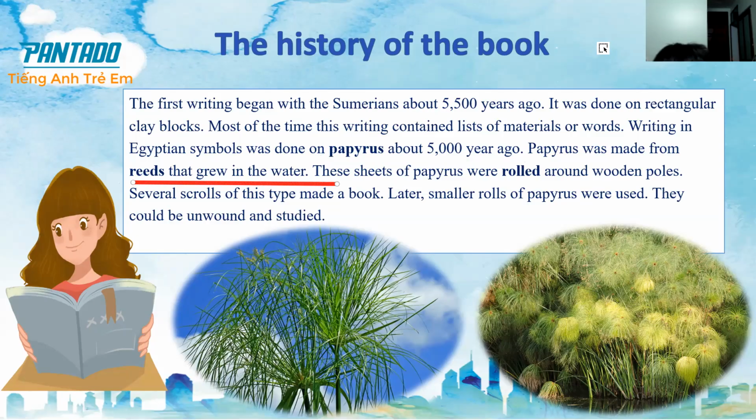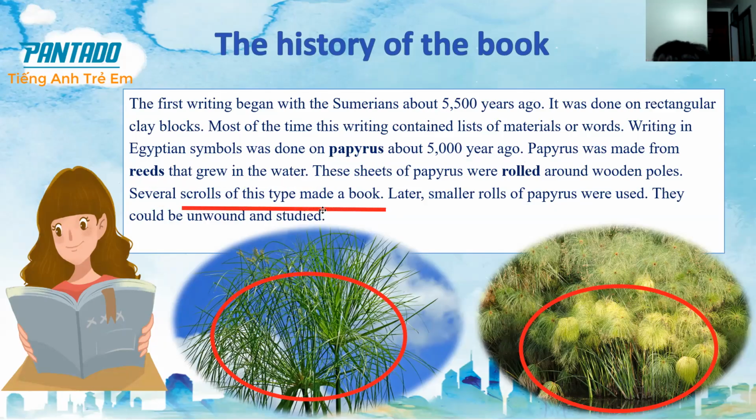Can you see the picture? The sheets of papyrus were rolled around the wooden poles in this picture that you see. And then several rolls of this type made a book. And then later, the smaller rolls of papyrus were used. They could be unwound and studied.